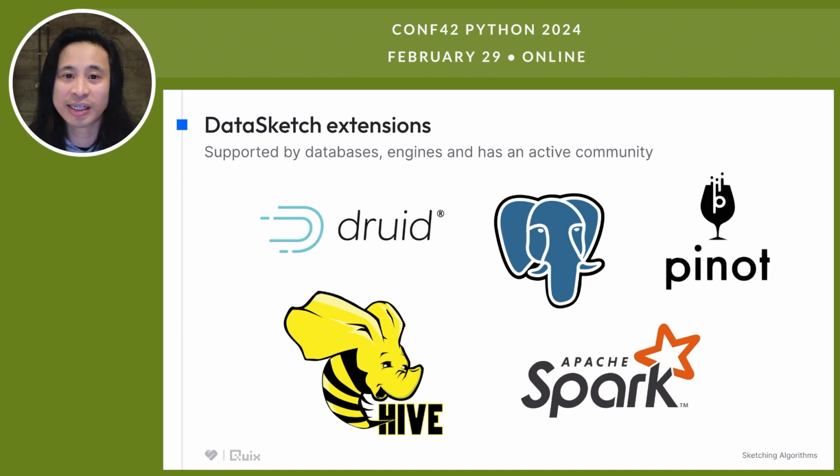And this one's my last slide. So you can pip install the Python library today and get started. You may already even have sketching algorithms available to you if you use certain database technologies or processing engines. So we have Druid, we have Postgres and Hive, which have been supported for some years. And it's been implemented recently in Apache Pinot and Apache Spark last year as well.